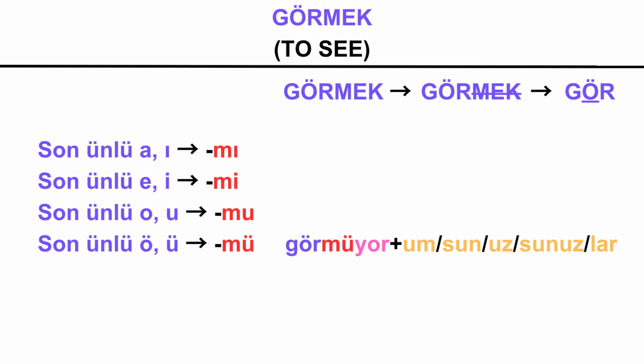Görmek is to see. I get rid of mek. I have gör. Last vowel is ö. That's why I look at the very bottom part, right? Last vowel, son ünlü, ö or ü. Yes, it is ö. Then I will use mü. Gör, mü, yor, and then personal suffix. Görmüyorum, görmüyorsun, görmüyor, görmüyoruz, görmüyorsunuz, görmüyorlar.